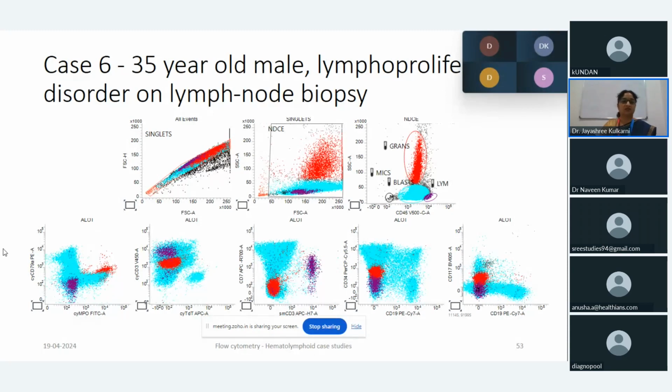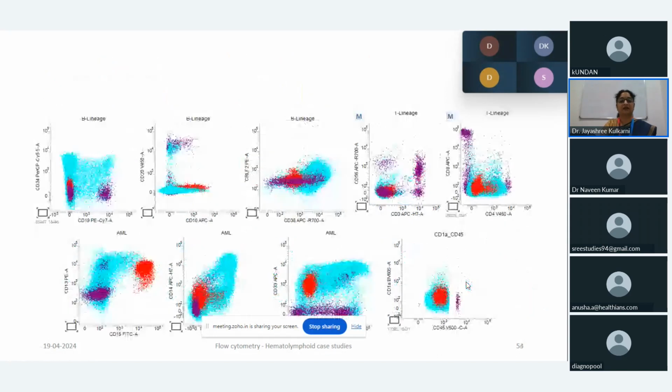But in this case, what do we see? These are your blasts. Blasts are positive for MPO and they are positive for your CD79A. Now, your lymphocytes are cyto-CD3 positive, but the blasts are showing also cyto-CD3. 7 is positive. That means it is a T marker. And your CD34 is bright. There is co-expression of 19 and 34. There is 19. So literally, you are seeing myeloid, B lineage, as well as T lineage markers.